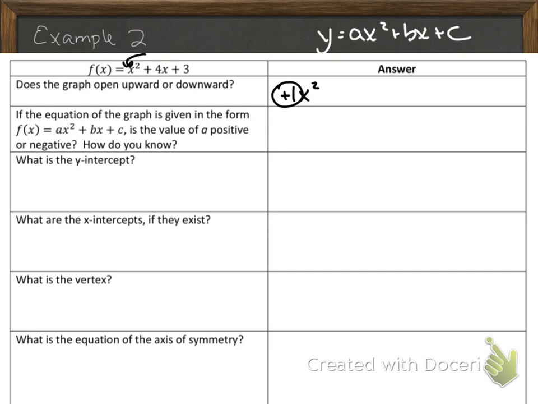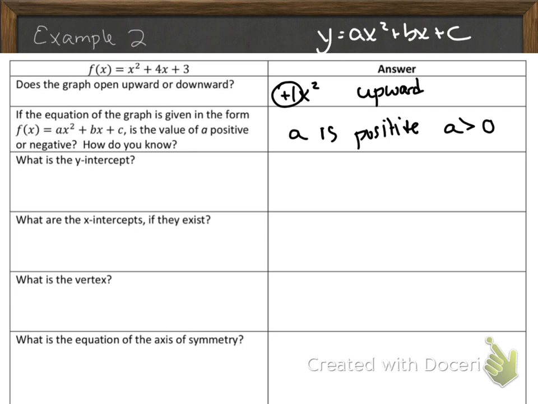So since our leading coefficient is positive, we know that the graph is going to open upward. Similarly, we can tell directly that a is positive, right? A is positive 1. You can also write in shorthand, you can just say a is greater than 0.